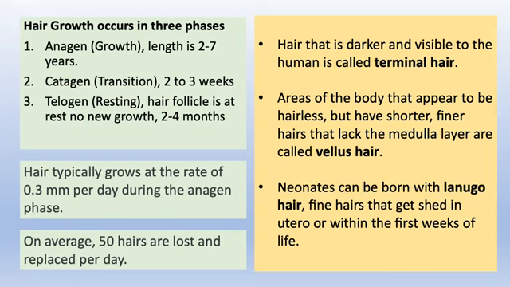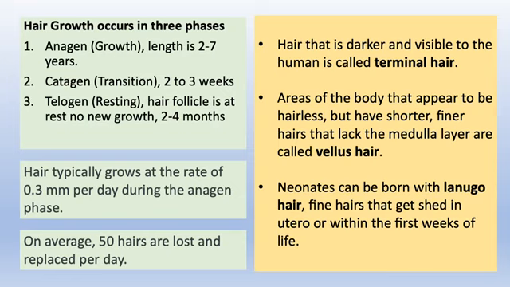Hair typically grows at the rate of 0.3 millimeter per day during the anagen phase. On average, 50 hairs are lost and replaced per day. Some of the hair on our body is easy to see, like our eyebrows and the hair on our head, arms, and legs. But other hair, like that on our cheek, is almost invisible.